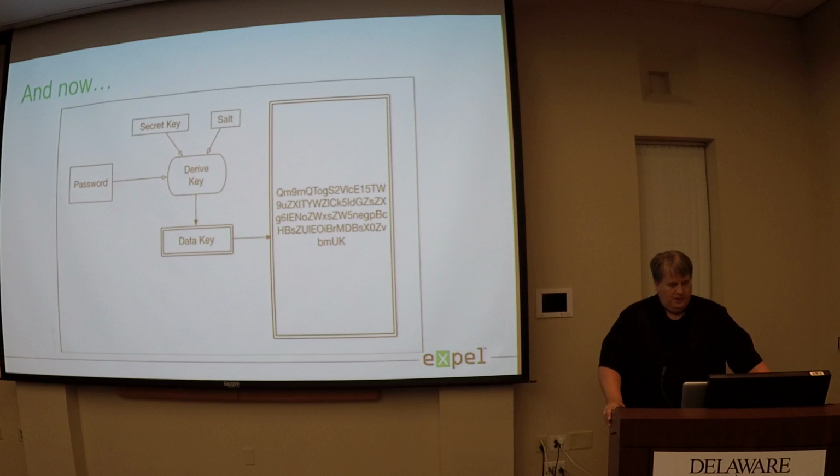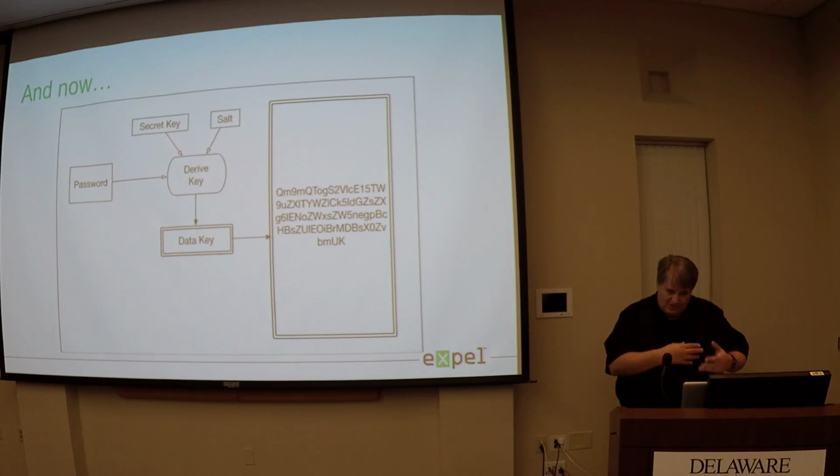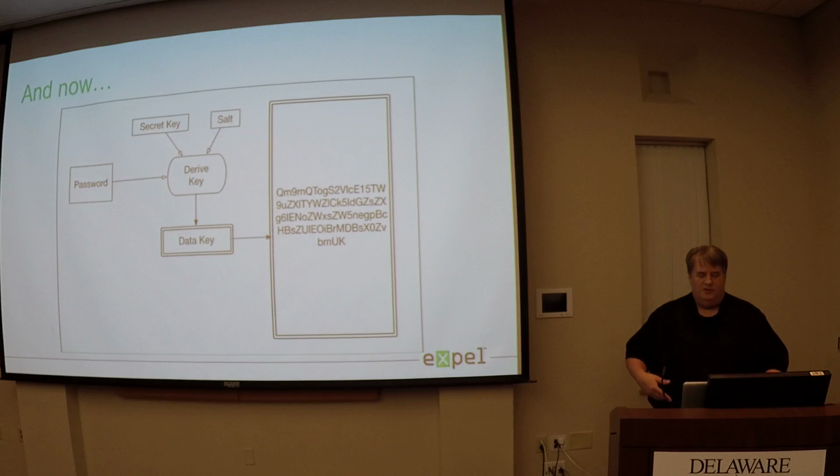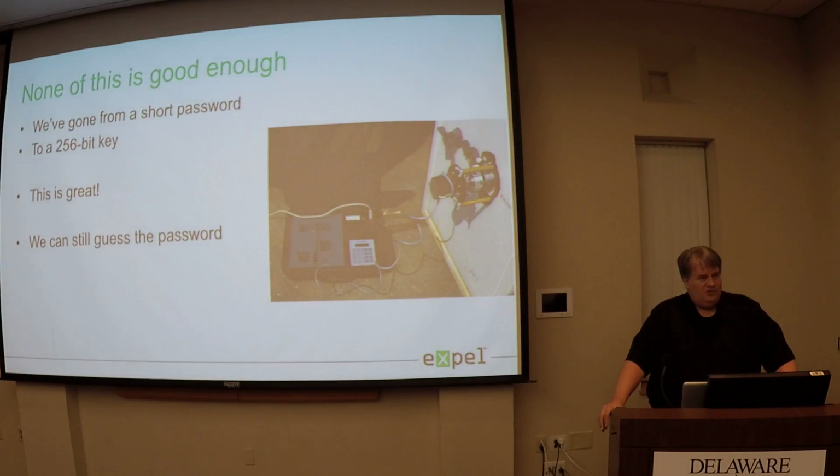So now we have a secret key. There's that long string. We have the salt, and we have the password. Put all those things together. It does some magic on it and you end up with a key that you can then use to decrypt the data key. This is great. We took a short password, and now we have a 256-bit key.